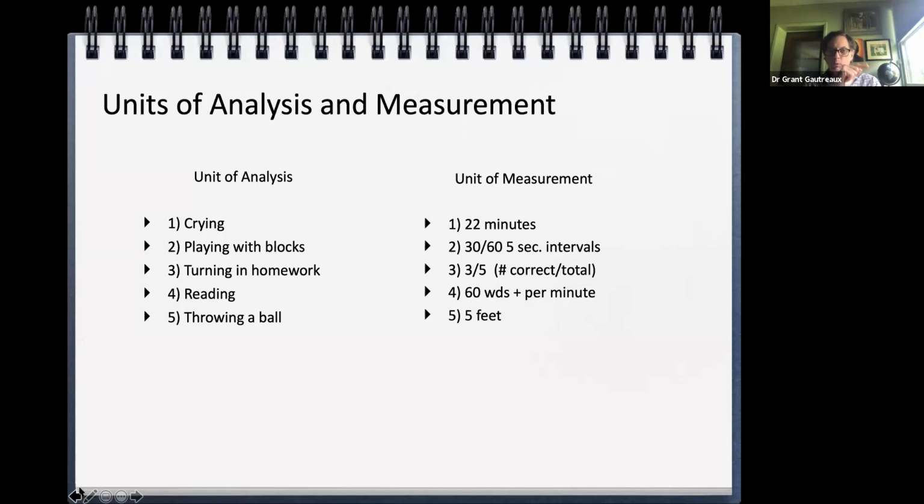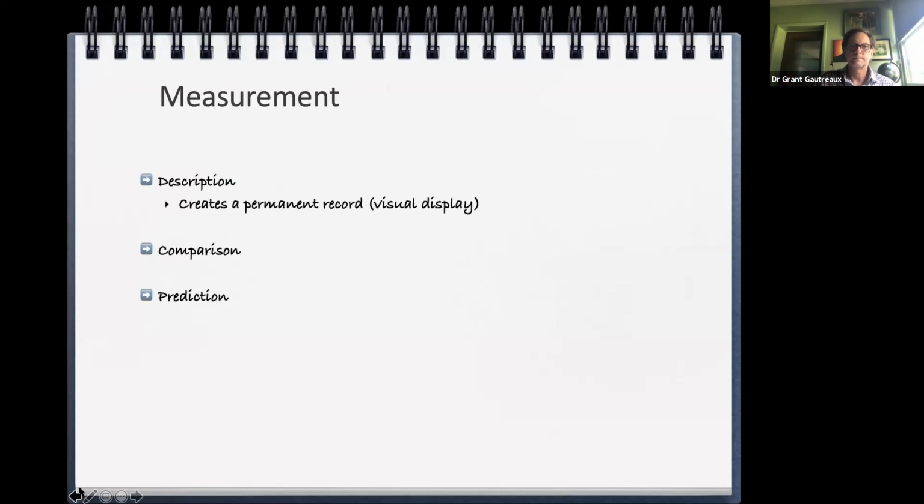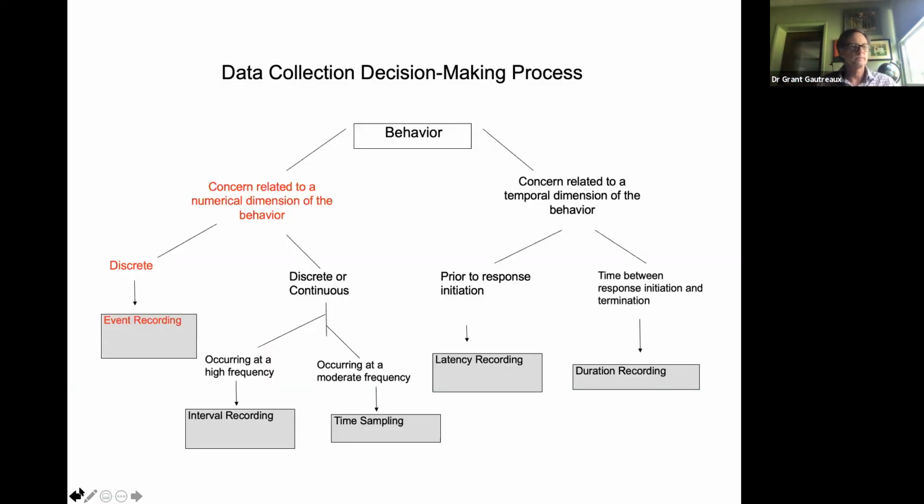But this is what's important. You can't measure just any behavior any way. It really has to match. So what this measurement allows us to do is describe something. We can put it on a visual display. We can then compare things and predict things based on that.